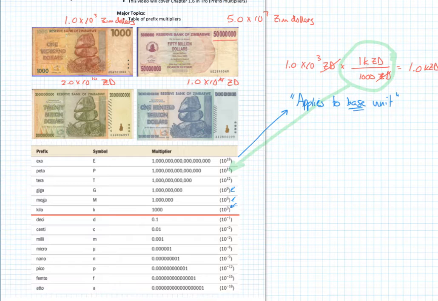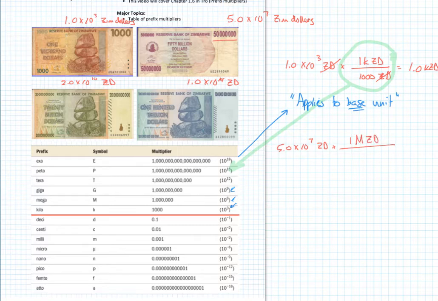this next one, and let's take a look at the $50 million note. Again, this is 10 to the 7, and so we would want to come down here and say, which one's close to 10 to the 7? Well, 10 to the 6, that's pretty close to 10 to the 7. So we are going to convert that into mega. So 5.0 times 10 to the 7 Zim dollars times 1 mega Zim dollar.